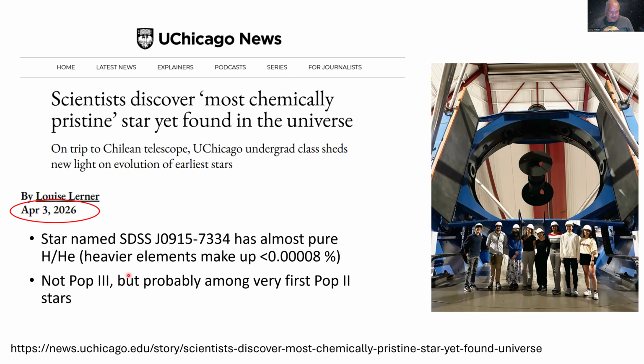But what they found is it is almost pure hydrogen and helium. The heavier elements make up less than 0.00008% of the mass of the star. That's not zero. Population 3 would be zero, so this is still more than zero, so it's not population 3. This was probably among the very first population 2 stars, and it shows that we're continuing to find things with less and less heavy elements, and it's probably only a matter of time until we find the population 3 star.